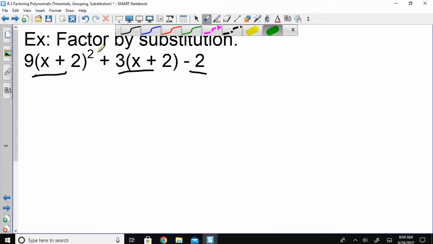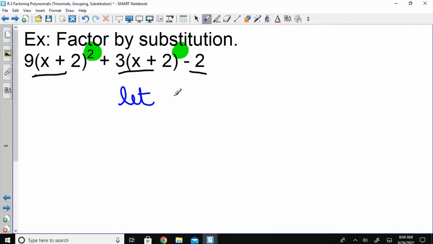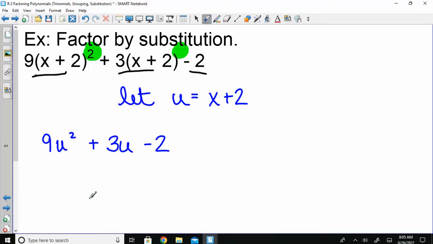So if I'm looking at this, it's kind of like a quadratic, because we have something squared, we have that same thing to the first, and we have a constant, right? You're used to something like 9x squared plus 3x minus 2. So let's try substitution. I'm going to pick some letter other than x, because I already have an x. I usually just do u's, but it doesn't matter. And I'm going to let u equal this x plus 2. All right, so then if I plug that in, what am I replacing x plus 2 with? U. So this is 9u squared, plus 3 times x plus 2, so 3u minus 2.